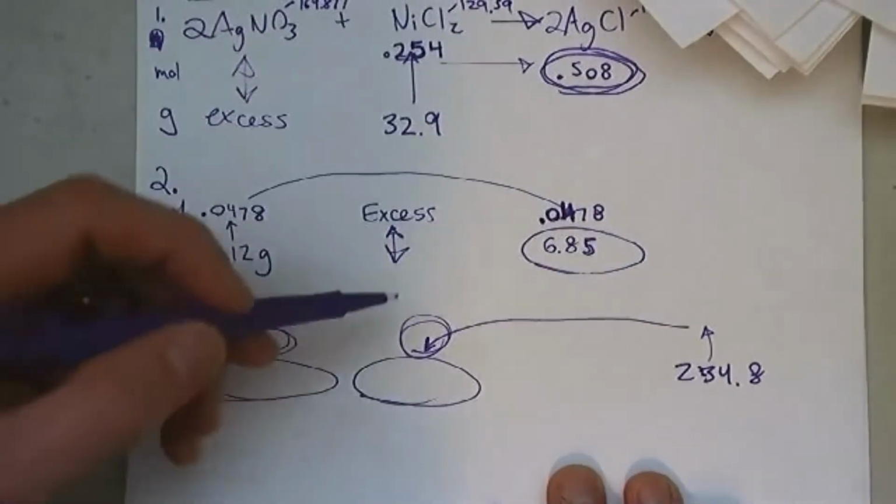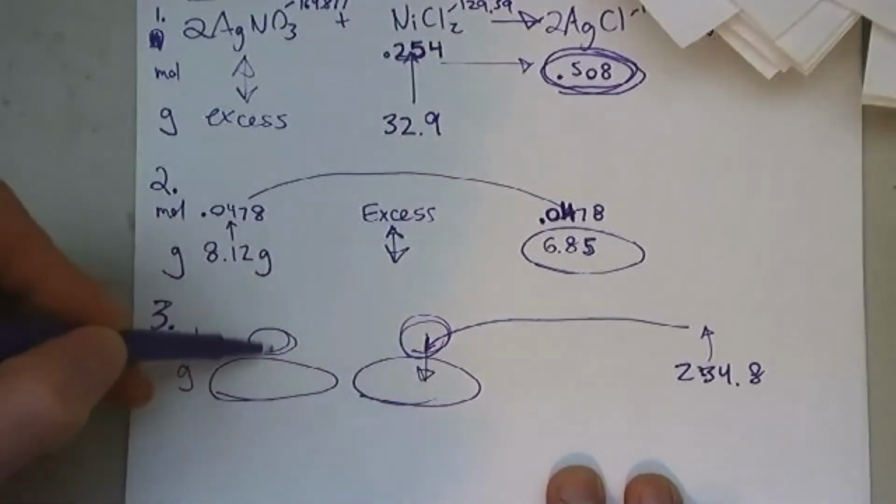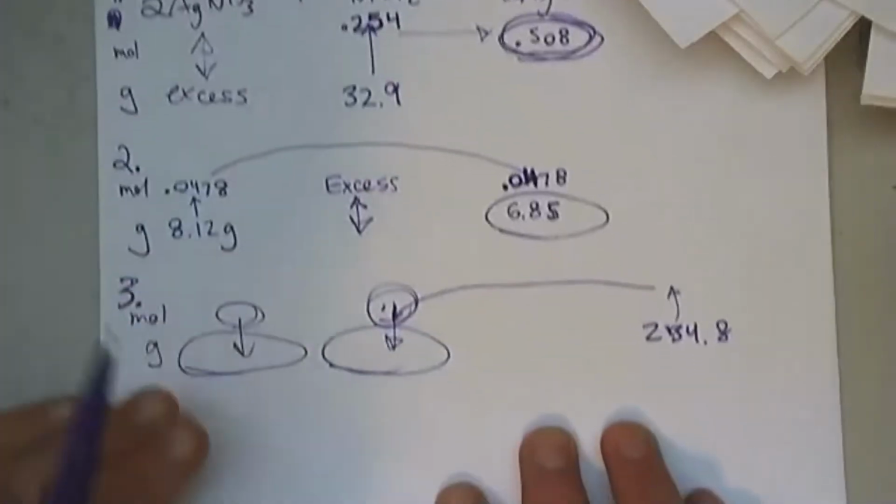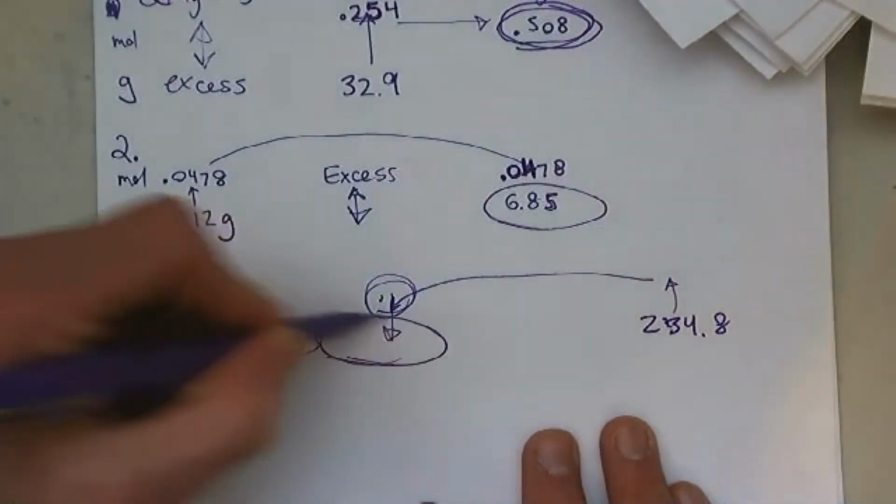Okay. And then how do you get from here down there and down there? Well, you take this number and you multiply times the molar mass, and you take this number and you multiply by the molar mass. And then that would get you your final answers, which would be nice and neatly circled.